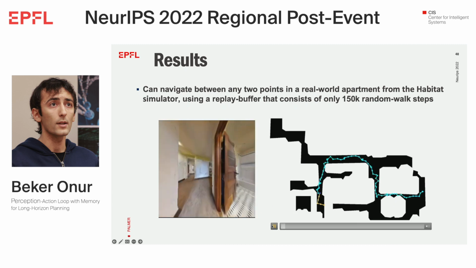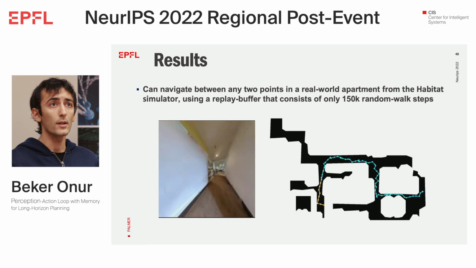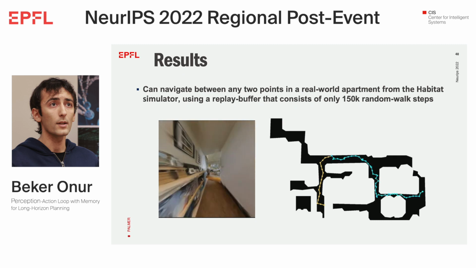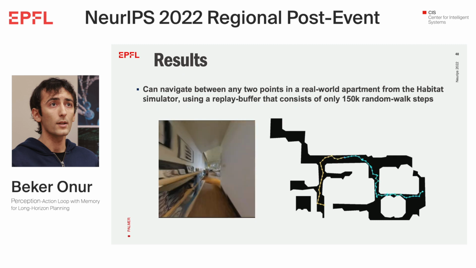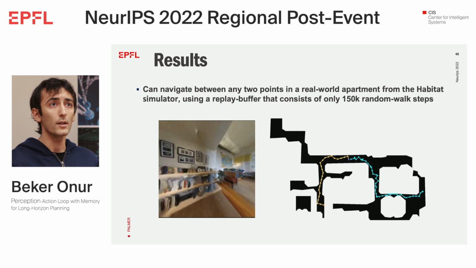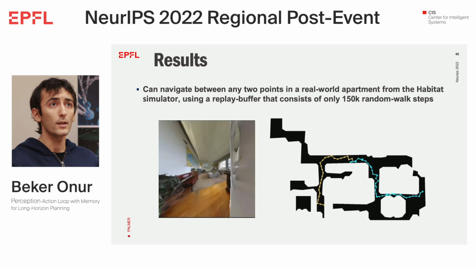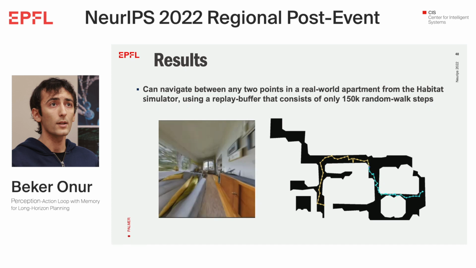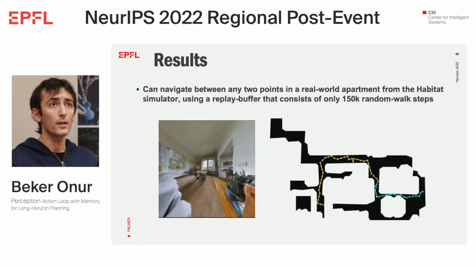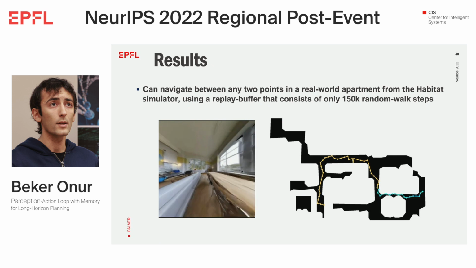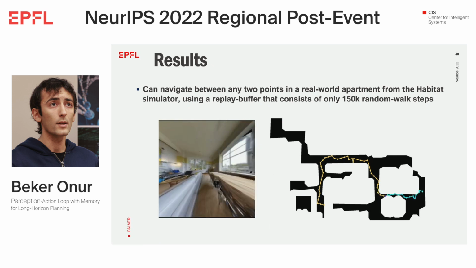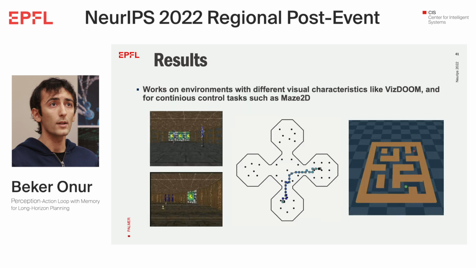The end result is an experiential planning framework that's robust and sample efficient. For example, it can allow a policy to navigate between any two points in a real-world apartment using only 150,000 time steps, which is a significantly lower sample complexity compared to the hundreds of millions of transitions that RL algorithms commonly require. We ran extensive experiments in three other environments, and those experiments can be found in the paper.